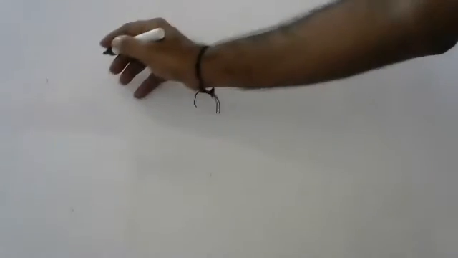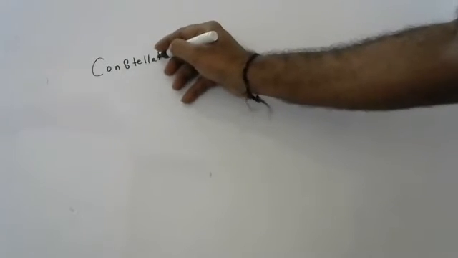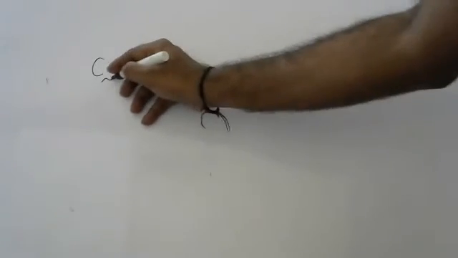Okay, children. Today we'll learn about constellations. In the last class, we saw the galaxies. Today, children, I'm going to tell you something about constellations. What is a constellation?